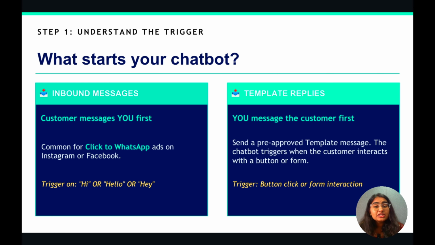Now step 1 is to understand the trigger, that is, first choose what will trigger or start your chatbot. In SandeshChat, there are two primary ways this happens. First is the inbound messages and second is the template replies. Let's get started with inbound messages.